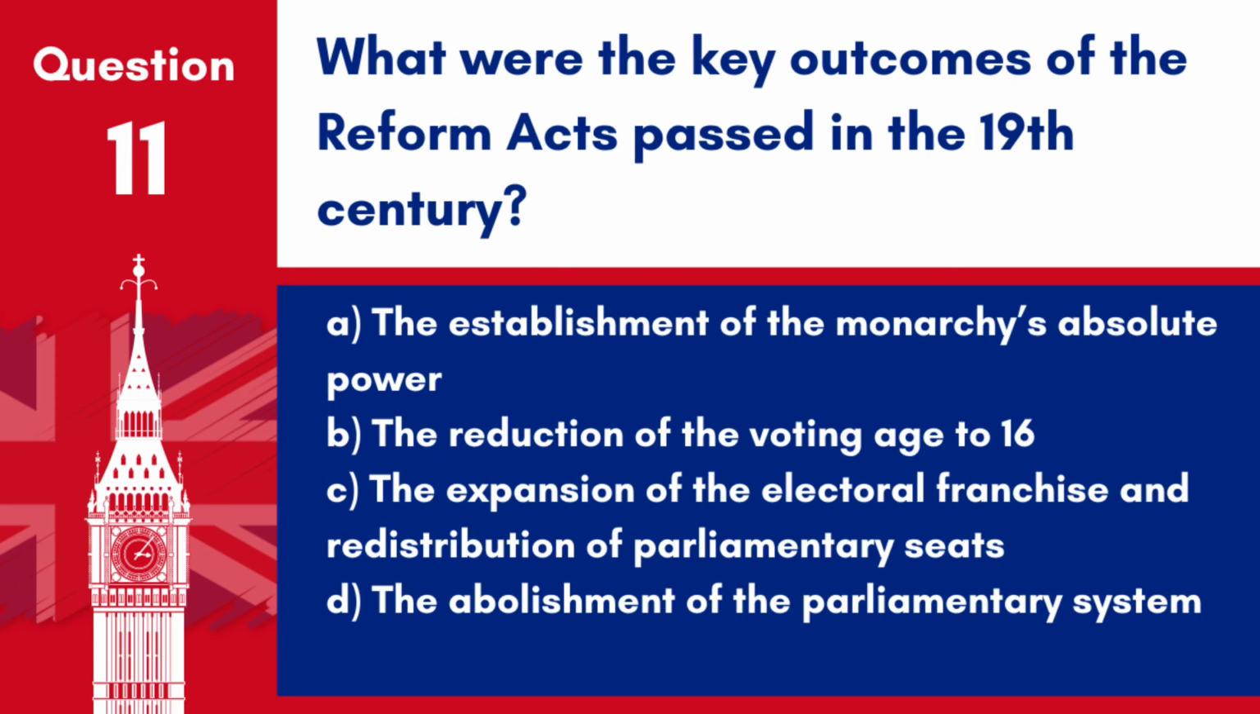Question 11. What were the key outcomes of the Reform Acts passed in the 19th century? A. The establishment of the monarchy's absolute power. B. The reduction of the voting age to 16. C. The expansion of the electoral franchise and redistribution of parliamentary seats. D. The abolishment of the parliamentary system.